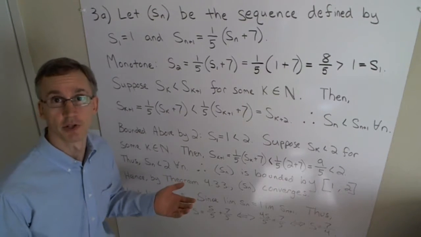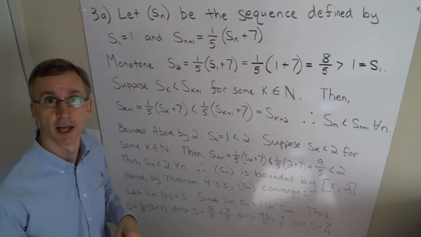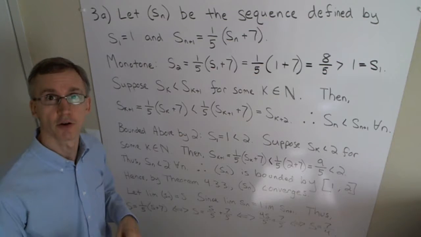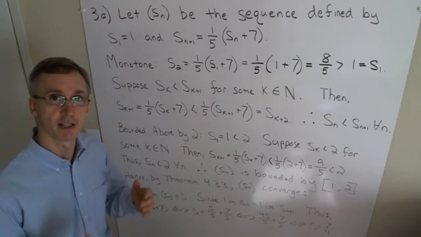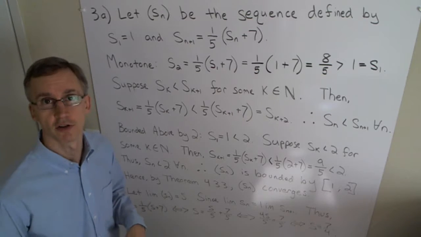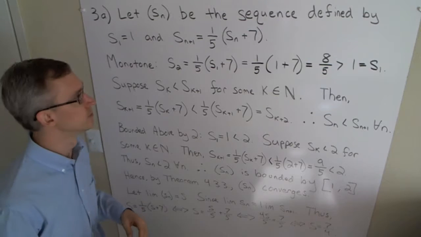In this exercise, we show that a sequence, which is recursively defined, converges, and then we find its limit. Our strategy is to use the monotone convergence theorem, which states that any sequence that is both bounded and monotone converges. So we're going to show that it's monotone increasing by induction.